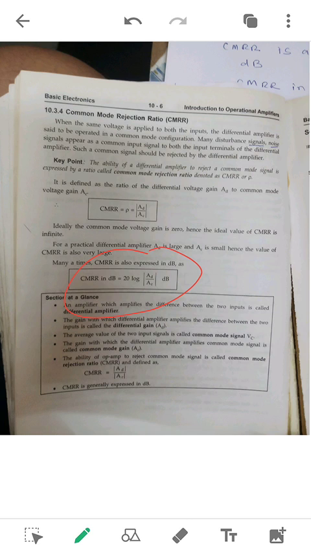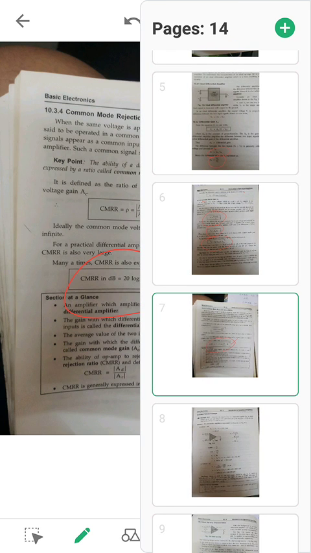Common mode rejection ratio, CMRR. CMRR is expressed in dB, in decibels, as you can see here.